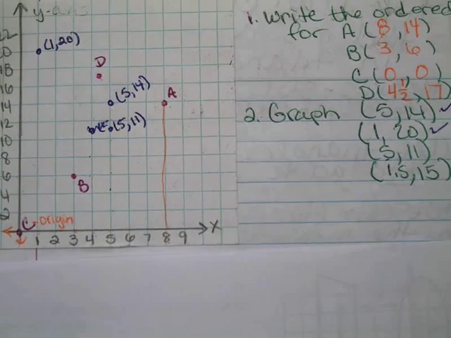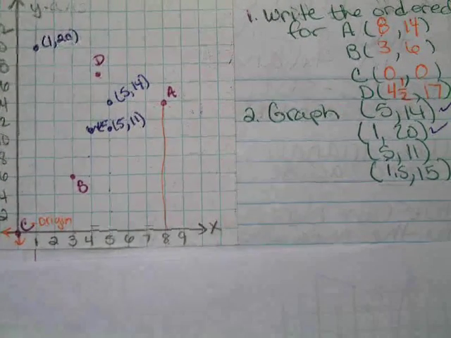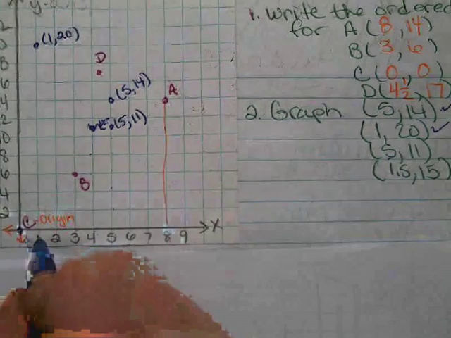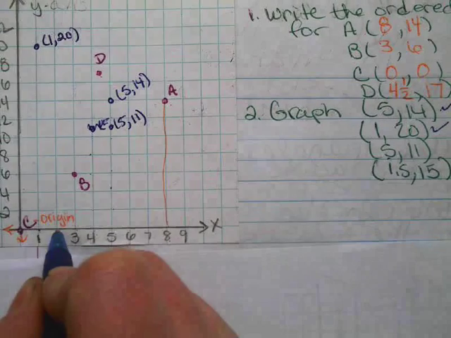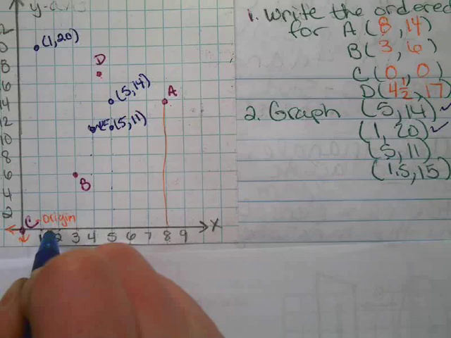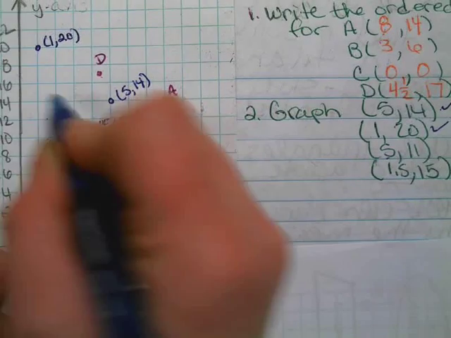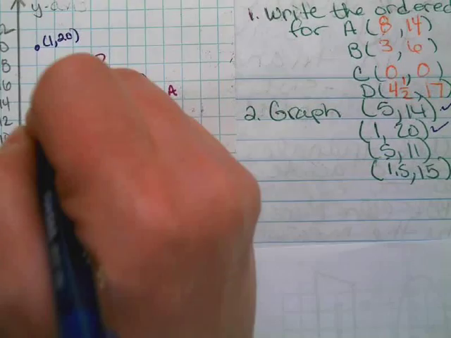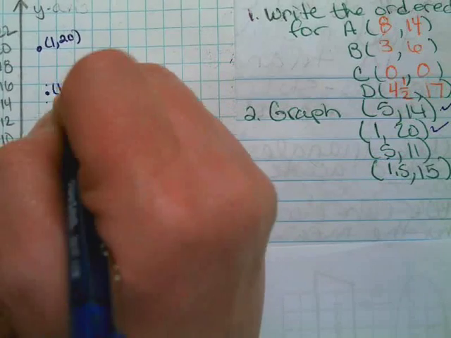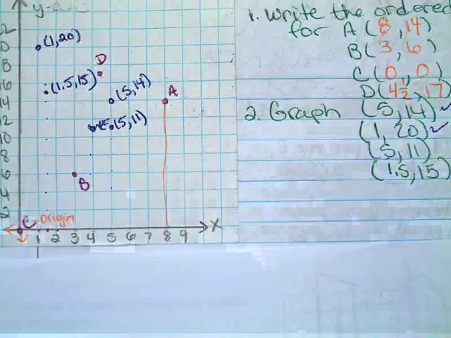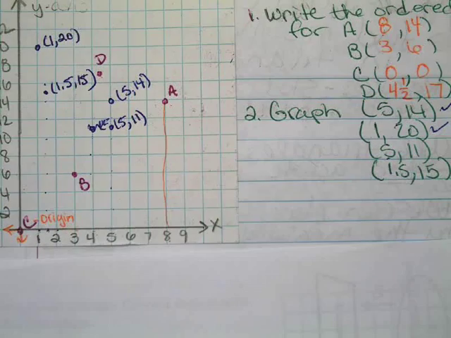And last but not least, I have 1.5 and 15. So if I move over here, here's 1, there's 2. 1.5 is halfway between 1 and 2. And then I need to go up to 15. 2, 4, 6, 8, 10, 12, 14. There's 16. So 15 is right between here. 1.5, 15. And that is how you chart ordered pairs.